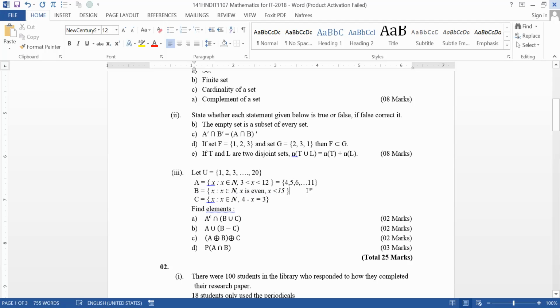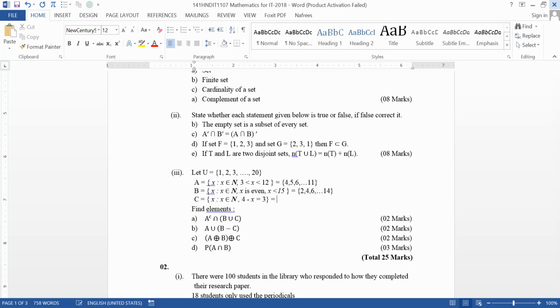In this case, it is an even number and less than 15. Even numbers mean 2, 4, 6, 8, 10, 12, 14, up to 20. But it is less than 15. Therefore, 2, 4, 6, and up to 14. Because there is a condition: X is even and X is less than 50. Even means all the even numbers from 2 up to 20, but there is a condition, it is less than 50. Therefore, up to 14 only we have elements for subset B.